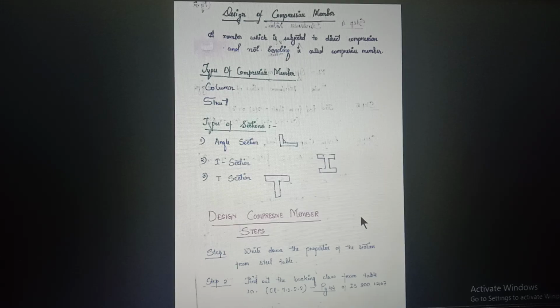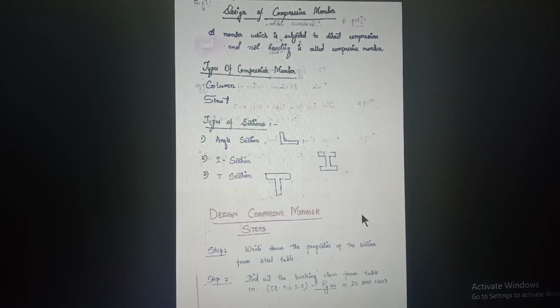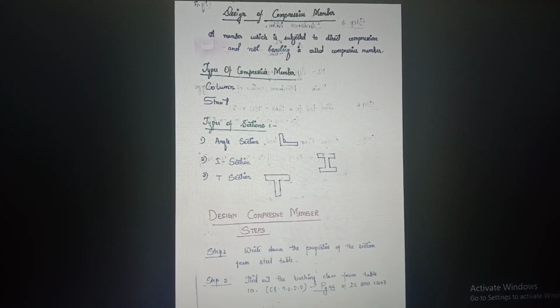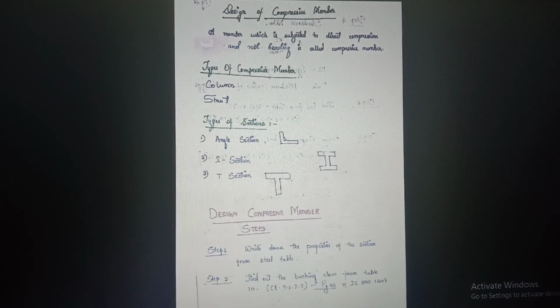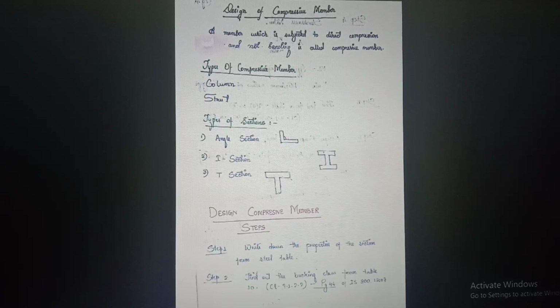Now in the design of compressive member, let's see the steps. But before going to the steps, we require two most important things. The first is our steel table and the second is the Indian Standard Code IS 800-2007. Now let's see the steps.